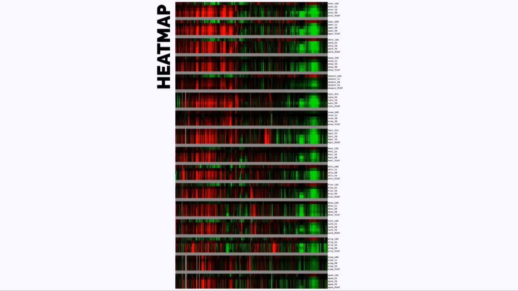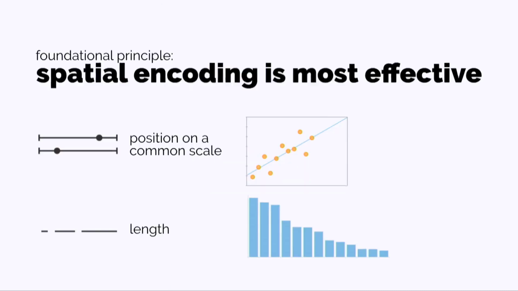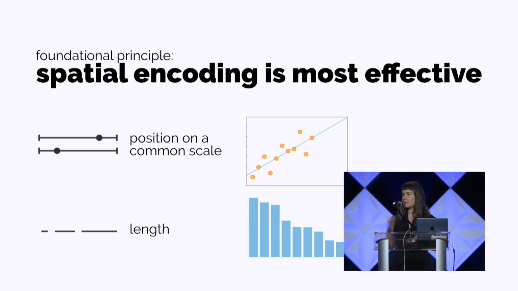And so we decided to turn to a fundamental principle in visualization design, which is that spatial encoding is the most effective encoding channel that we have. So by spatial encoding, what I mean is positioning marks on a common scale, such as in a scatter plot, or using the length of some sort of mark like we do in a bar chart.